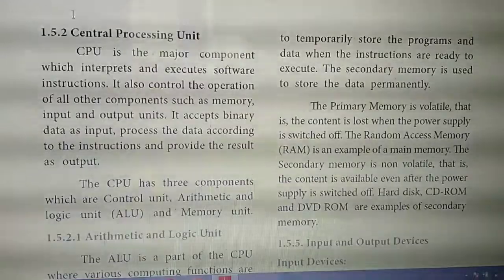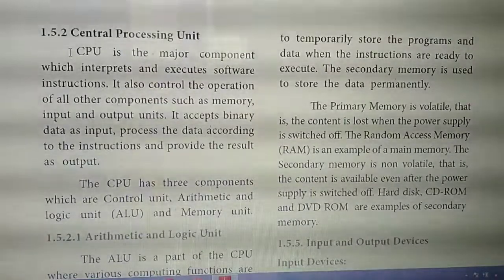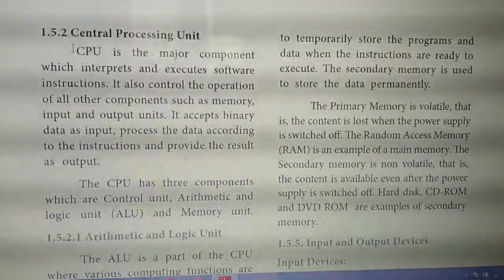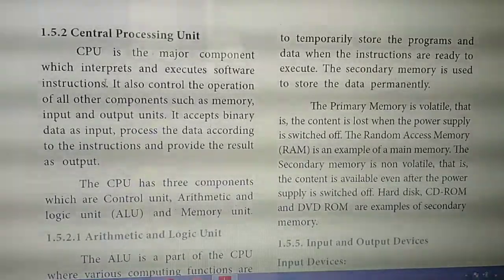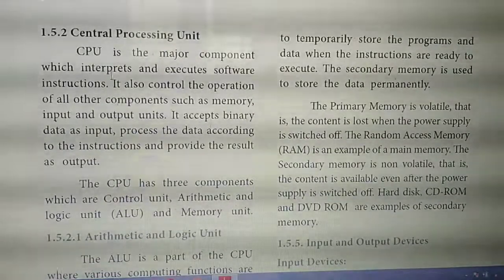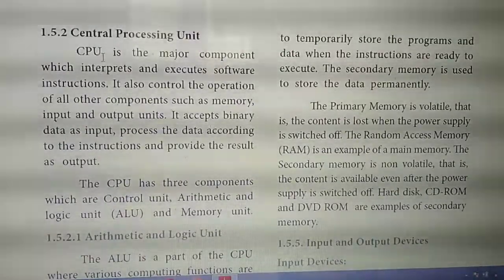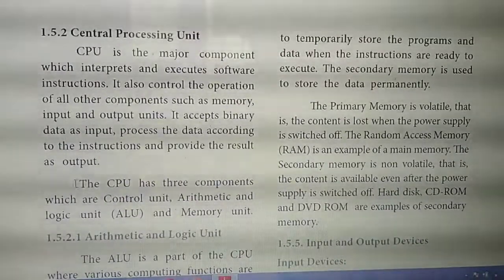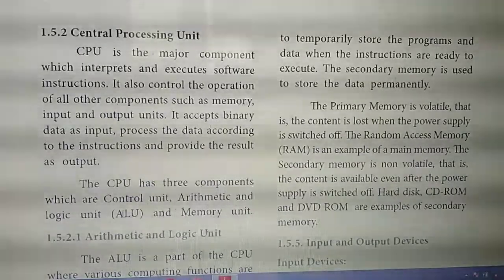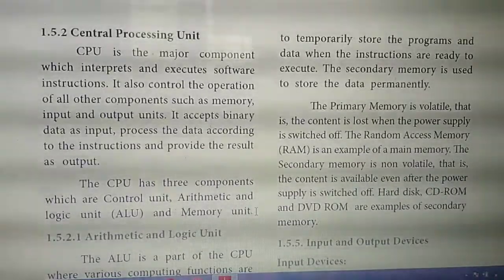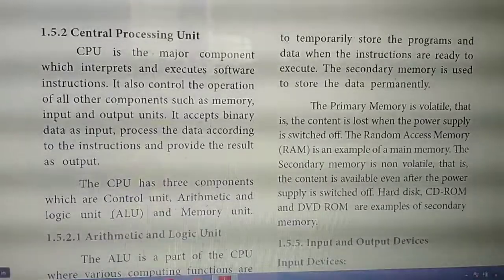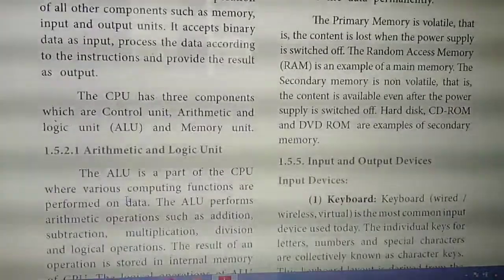CPU. Mark it from here: CPU is a major component, up to instructions, enough. This paragraph up to instructions. Then these 3 lines: CPU has 3 components, control unit, arithmetic logic unit, memory unit. These 3 lines and the next 3 lines. Understand? This paragraph, that's enough.